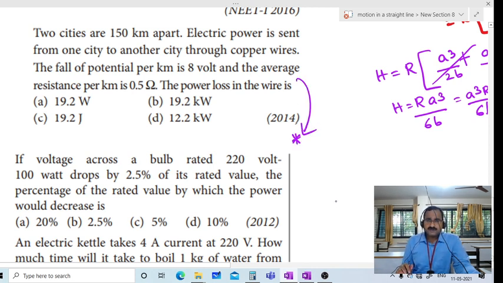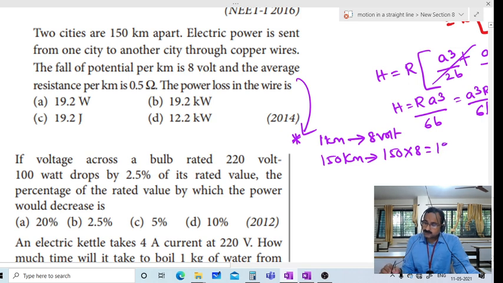Two cities are 150 km apart. The power formula we already know, V square by R. First, the falling potential is 8 volt for a kilometer. How much distance is there? 150 kilometers. That means 150 into 8, so how much are you getting there? 1200 volt.